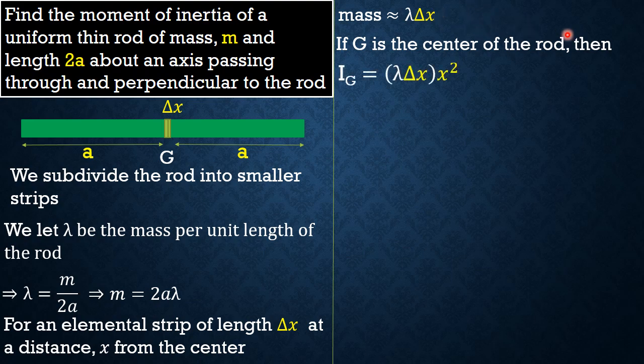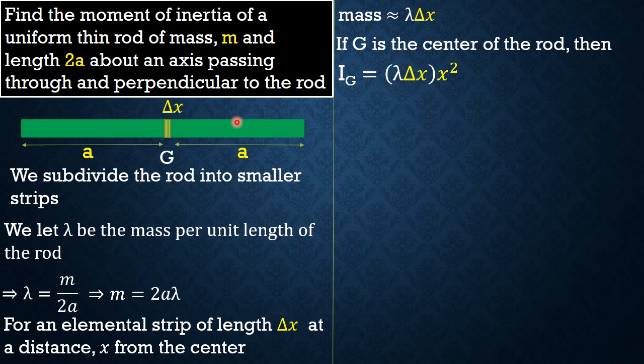Then now friends, if G is the center of the rod, the moment of inertia about G is simply given as the mass, lambda delta x, times the distance from the center, which is x, right? So we have lambda delta x times x squared. That's the moment of inertia of one of these elemental strips about the center.